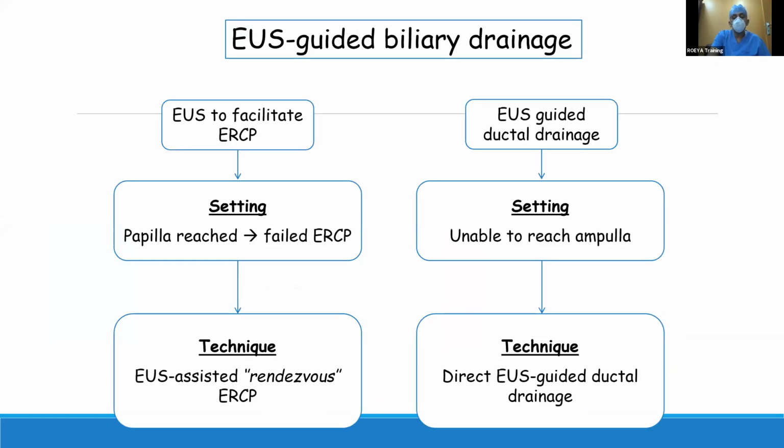So it depends. You have two main techniques to drain: either from the stomach, the EUS hepaticogastrostomy, or from the duodenum, the EUS biliary drainage, EUS-BD, or, on the other side, the EUS rendezvous, where the papilla is accessible. However, you cannot do the deep cannulation.